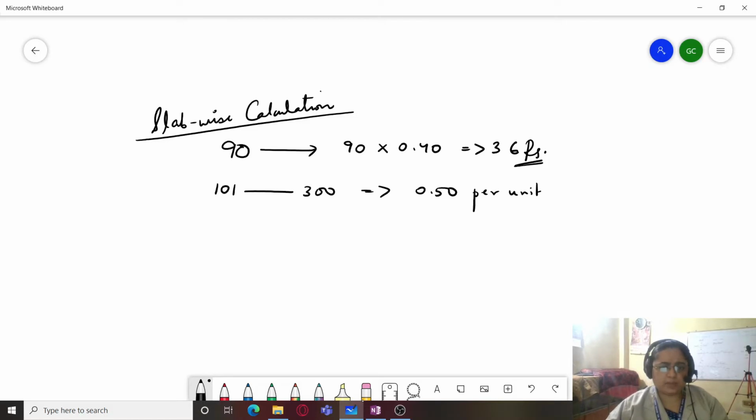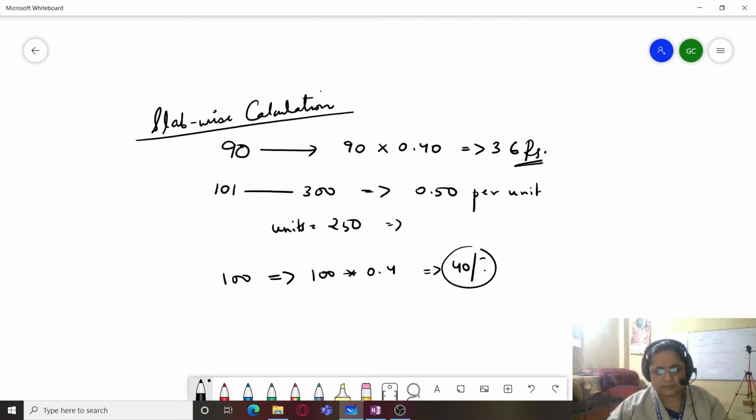So suppose I have the number of units as 250 units. How will I calculate this? For the first 100 units out of this, it will be calculated according to slab 1 only, which is 40 paise. That is 100 multiplied by 0.4, and for this you will get 40 rupees. Okay, so 40 rupees is fixed.